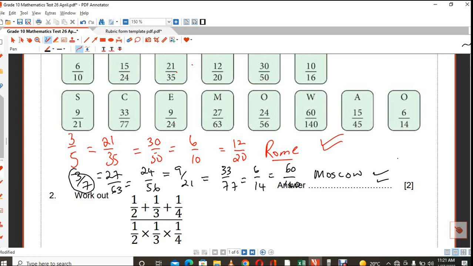not Soweto. Soweto is not a capital city. Soweto stands for Southwestern Townships. It's a township outside Johannesburg, but it's a township. It's not a capital city. Johannesburg is an industrial city. Pretoria is the capital city. Rome is the capital city of Italy. Moscow is the capital city of Russia.